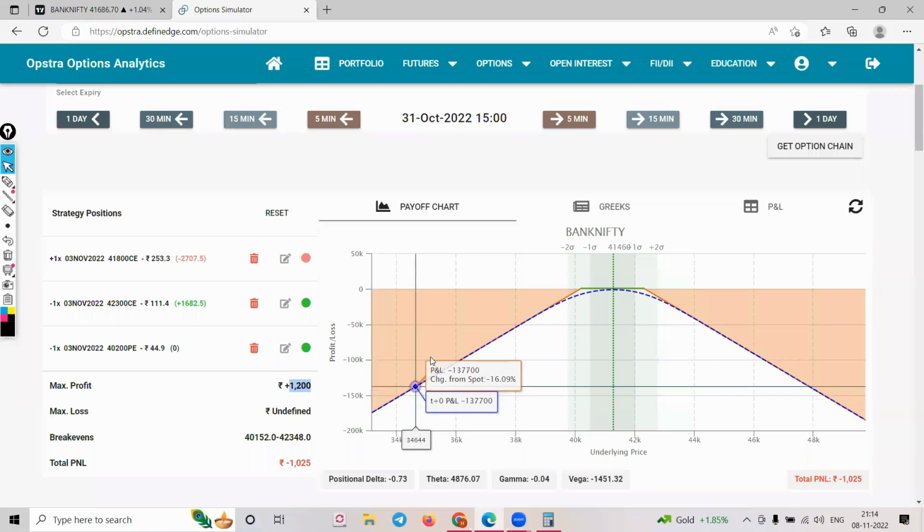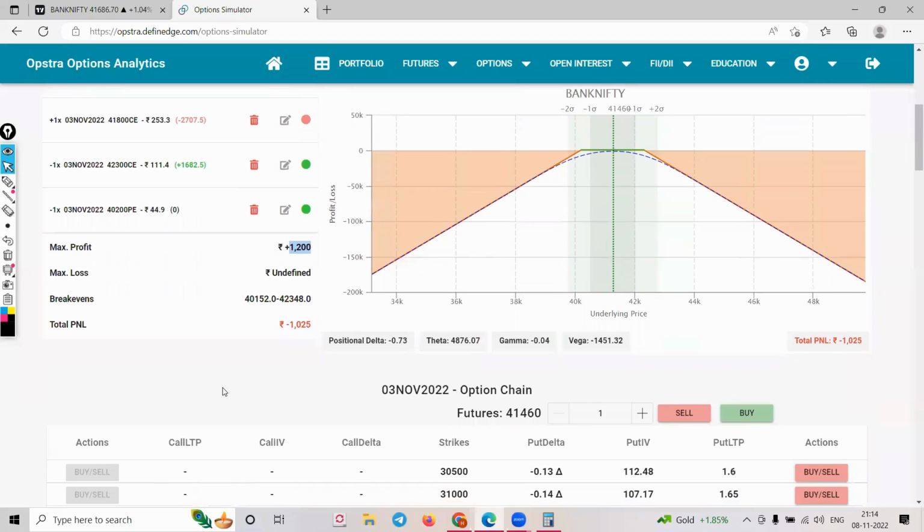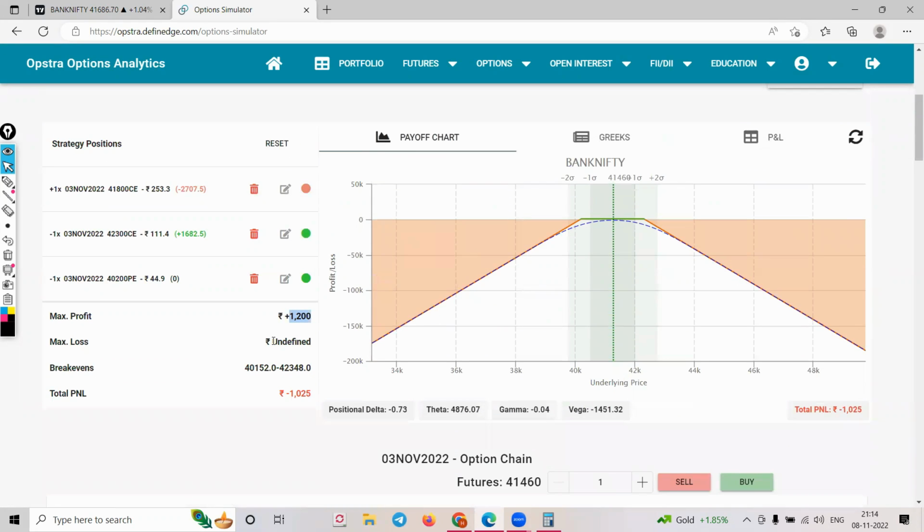Now your view went wrong. You thought the market will go up, but the market remained centered. So now you have to look out for reducing this loss. What was the original loss? 3,000, right? 3,500. 3,200 something. Right. So now even I would be happy if my loss is, let's say, 1,500 or 800. I will not be looking out for this profit. If you want to look out for profit, I can also increase this profit.